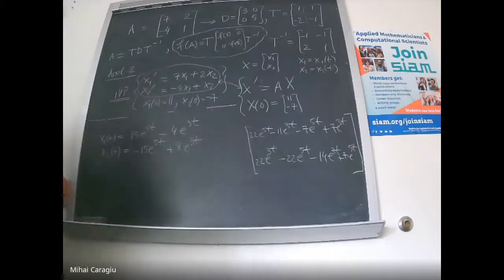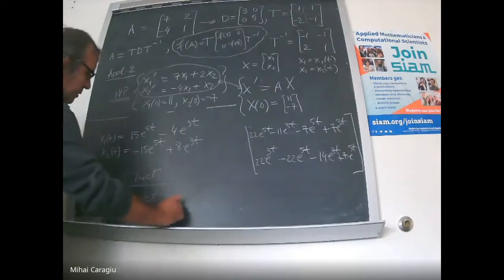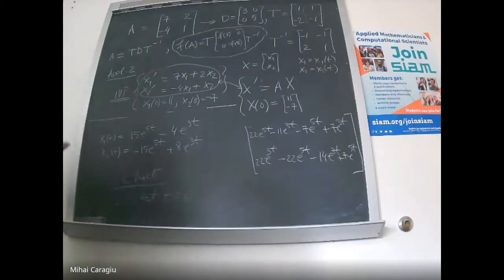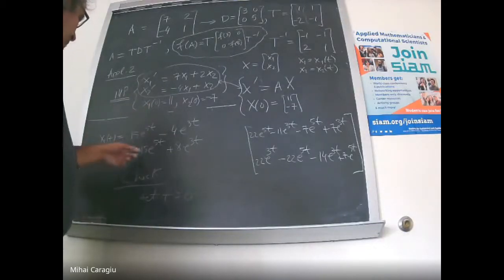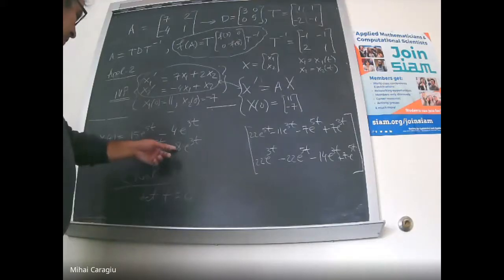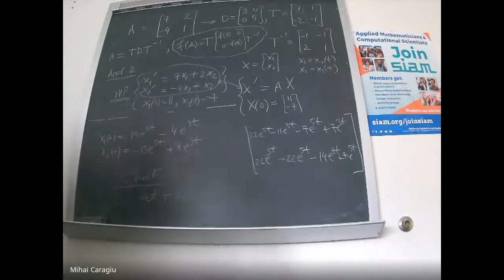Just in case, let's check: set t equals 0, and we need to recover the initial conditions. So we get 15 minus 4 is 11 for x1, and minus 15 plus 8, because the exponential of 0 is 1, is minus 7 for x2. So that's another important application of diagonalization: solving, in some cases, systems of linear differential equations.